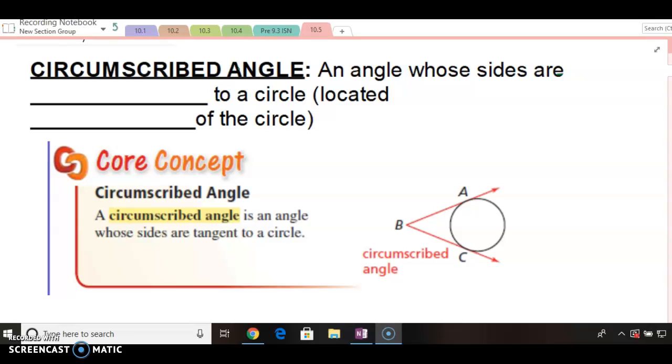All right, so before we get into this, we need to go over a single vocab word, and it's a circumscribed angle. Okay, now this picture down here, this is a circumscribed angle. It's basically an angle that is tangent to the circle at 2 points. So an angle whose sides are tangent to a circle, and because the sides are tangent to the circle, it has to be located outside of the circle. Like I said, down highlighted here in yellow is a circumscribed angle.